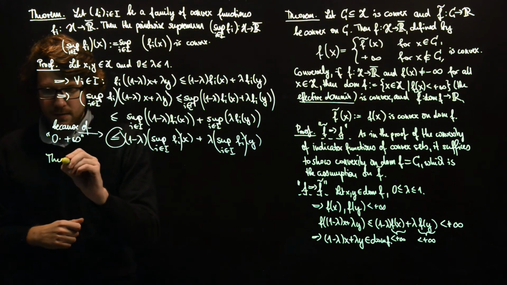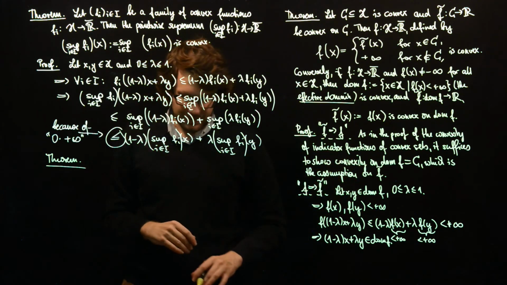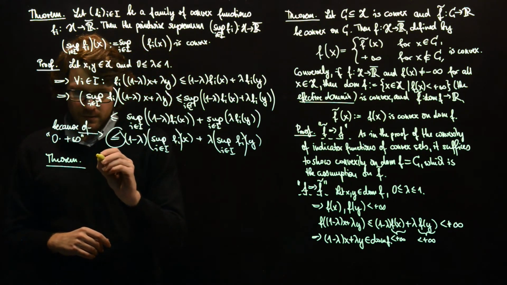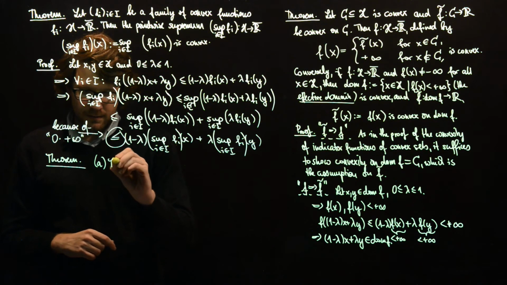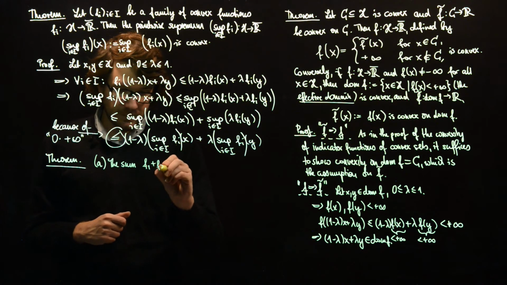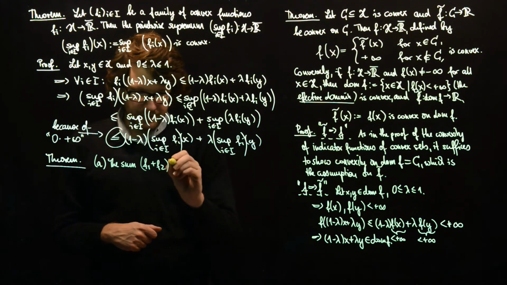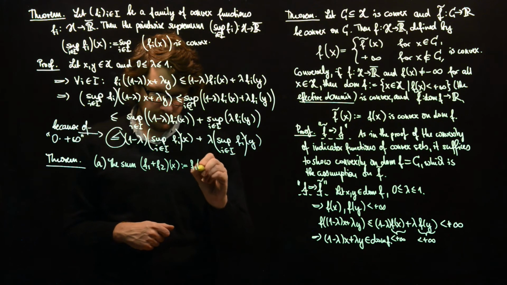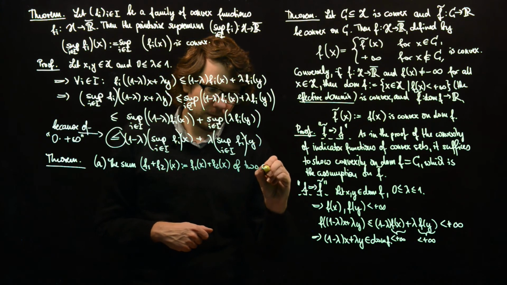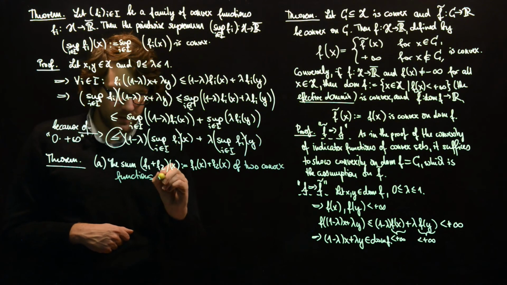And the last theorem I will state without proof, because it does not fit into the frame of this video probably. It has 3 parts. A: the sum, and here I mean the pointwise sum, f1 plus f2, defined just as I said, pointwise, of 2 convex functions is convex.